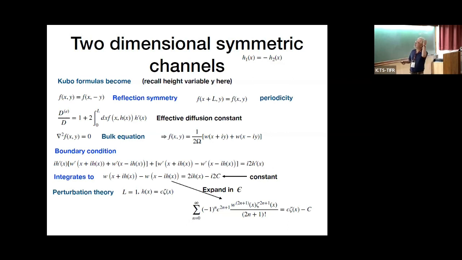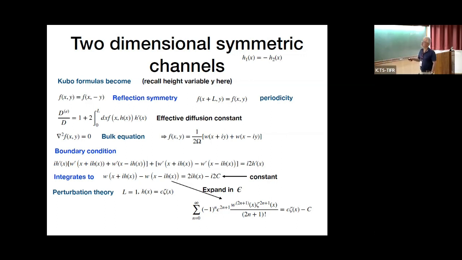Now, if I look at a channel which has a reflection symmetry, I have to work out these functions. I have f of x, y is equal to f of x, minus y. So y is the height direction. I have the periodicity, okay? And then this is the formula. If I can compute this function, I just have to do this integral here to calculate the effective diffusion constant. So how do you go beyond the Fick-Jacobs approximation? Well, in 2 dimensions, there's a very nice way of doing it. Because you have Laplace's equation, you can write this function f as the real part of some function in the complex space, okay?